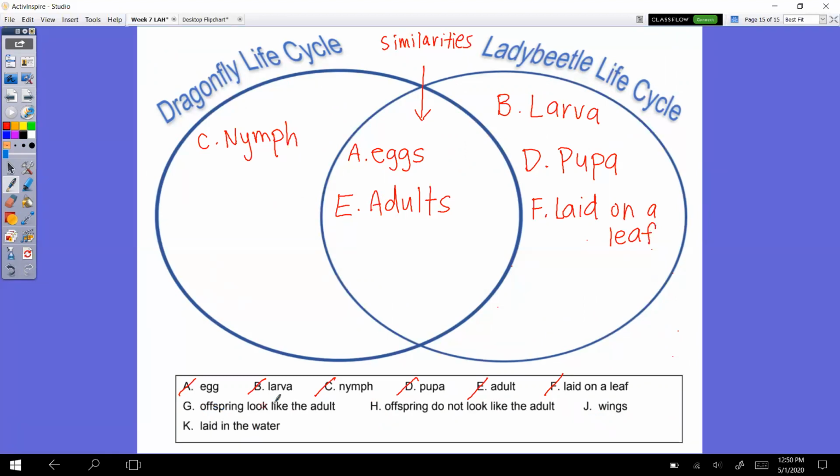Letter G, the offspring look like the adult. Offspring means the babies or the young version, the younger stage. Okay, the offspring look like the adult.